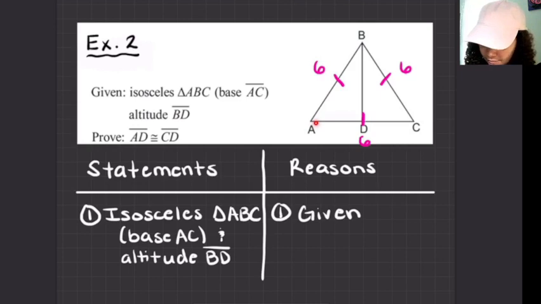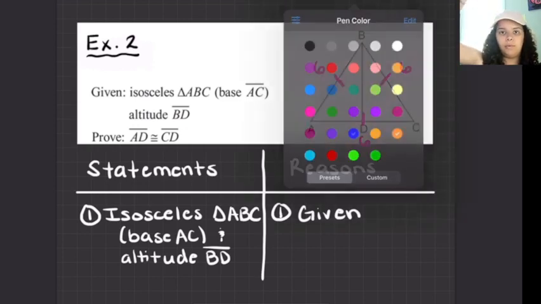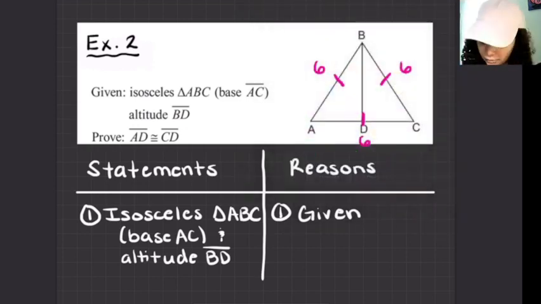Second statement was that we have an altitude BD. An altitude is basically a segment that you drop from one of the vertices of the triangle. So from 1 point of the triangle, you drop a segment going straight down, and since it's an altitude, it's going to form a right angle here, okay? So this is going to be a right angle, and this is going to be a right angle. Okay, that is what an altitude is.